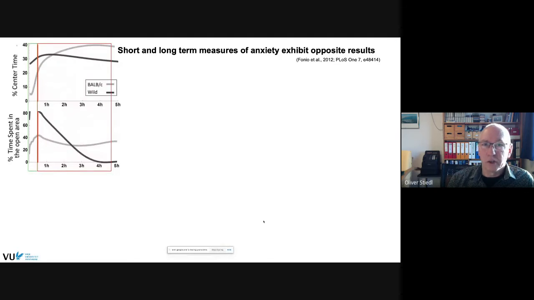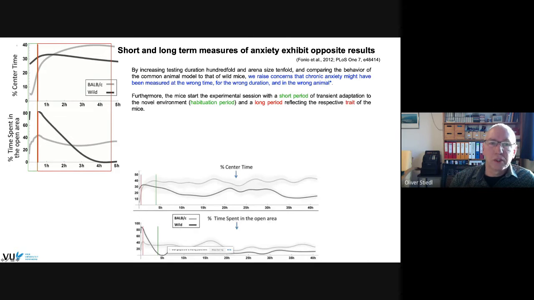And it gets even worse, because many of these tests are very short-lasting. And here's a nice study from my friend and colleague, Ilan Golani from Israel, who has performed an open field test with 2 different strains. It's the BALB/c and wild mice. And what he has done now is, instead of testing for a very short time in a very small arena, he tested for up to 40 hours in a very large arena.